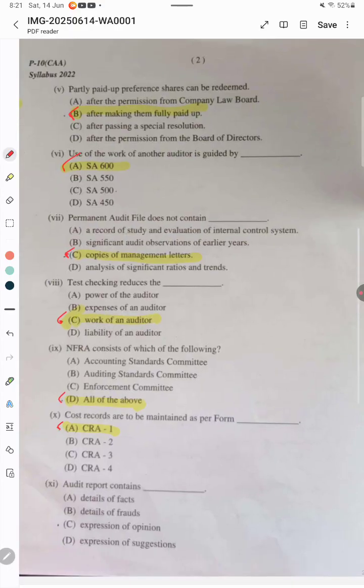And then, the audit report contains details of facts, details of frauds, expression of opinion, or expression of suggestion. Suggestion may be included, but expression of opinion is the accurate answer. So C is the correct answer. Please make note of it. C is the correct answer.